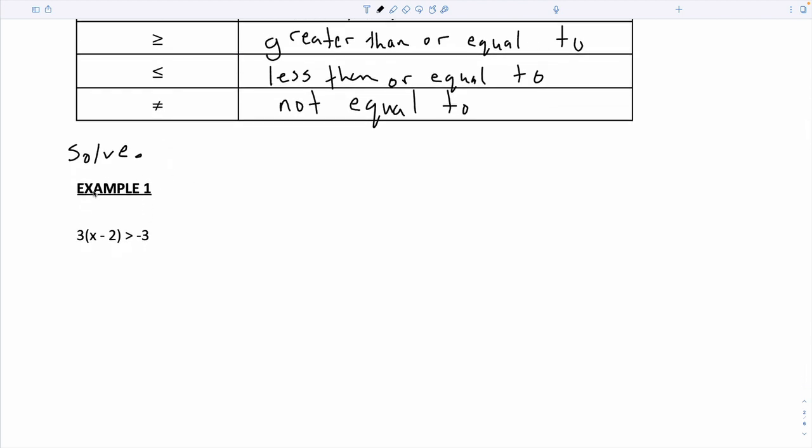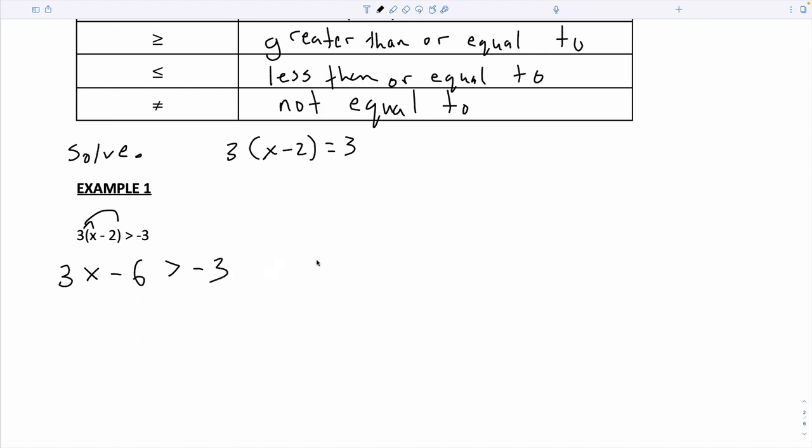Example 1, it's going to ask you to solve these things, and solving them is going to be just like an equation. It's almost as if this were to just look like this problem. This is something you've seen before. It just has one slight difference, and we'll look at the difference in example 2. For now, let's just solve this guy like we would normally. Keep the greater than sign.